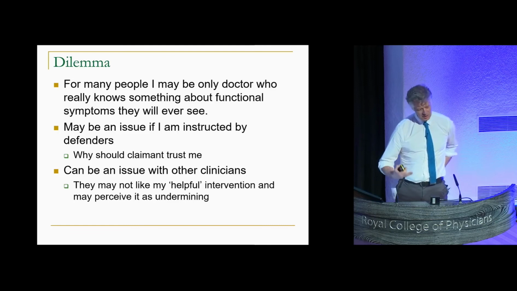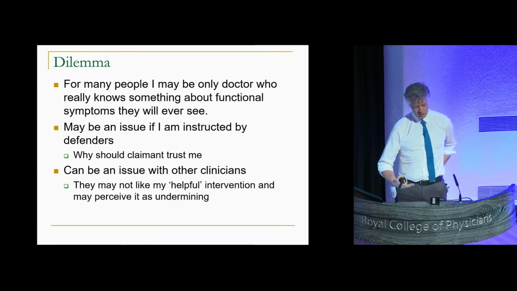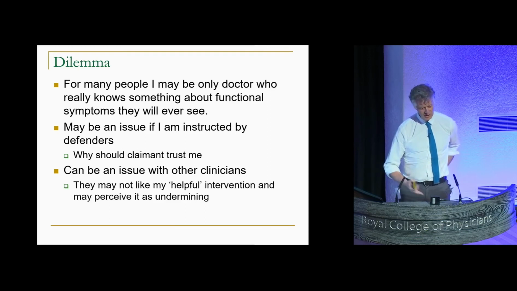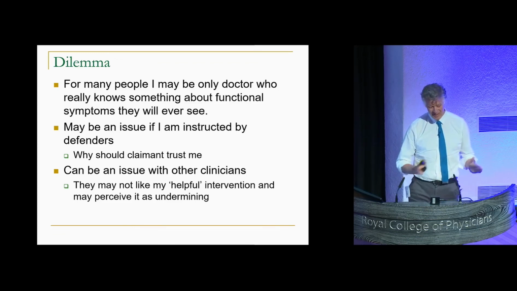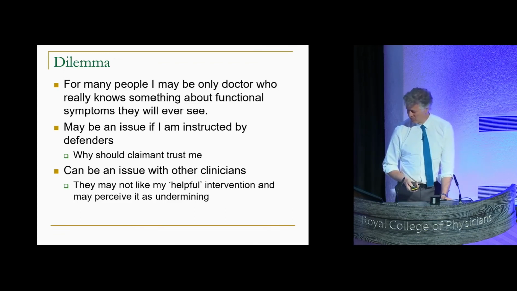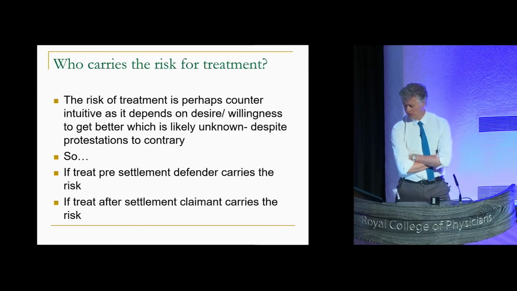And if I'm instructed by the defenders, although I do try to be strictly neutral, why should the claimant trust me? And other clinicians having me overturn their diagnosis of encephalitis or diffuse axonal brain injury and say this is functional may not like that. And I have to go back and say, oh, I'd like you to change direction. It's not straightforward. And I think it raises the question of who carries risk for treatment.